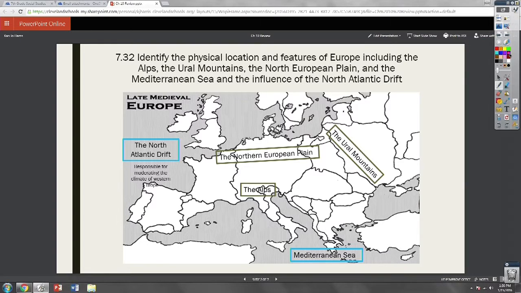The first thing that we're going to look at is the North Atlantic Drift. It is responsible for moderating the climate of Western Europe. The Northern European Plain runs through the northern part of the continent. The Alps are a mountain range that runs across the northern border of Italy. The Ural Mountains are responsible for separating Asia and Europe. And then the Mediterranean Sea is the last waterway that we have left, and it is just south of Italy.